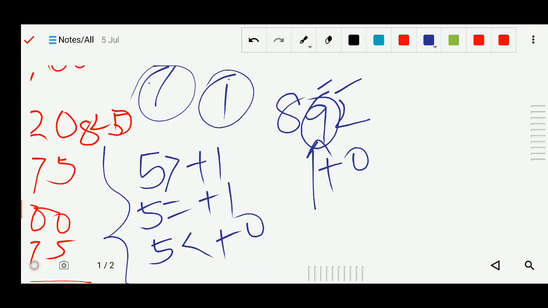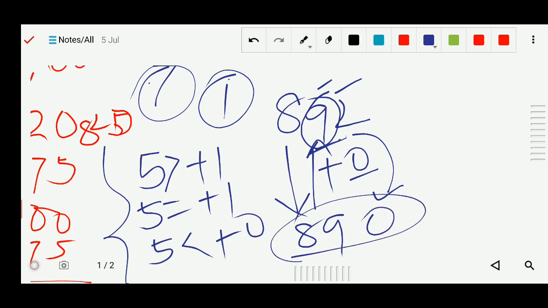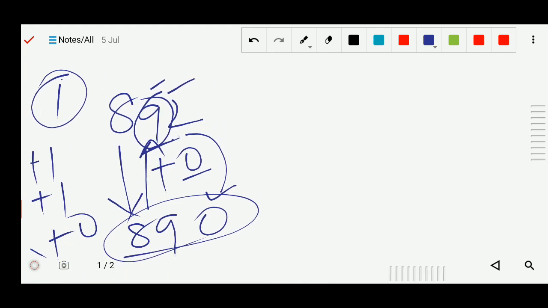So after rounding up we will get 8. The digit on the left side of the circle we write the same, so that is 8. Here 9 plus 0 is 9, and this 2 became 0. So after rounding up, you will get 890. That is your rounding to the nearest 10. Next we will round to the nearest 100.